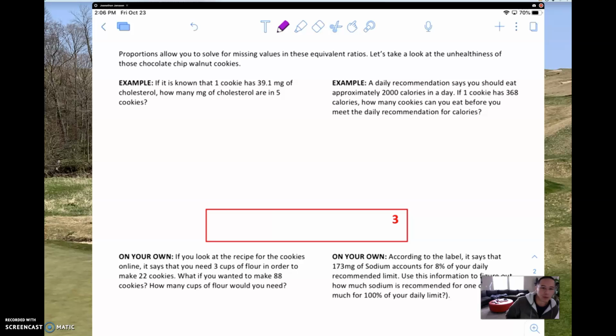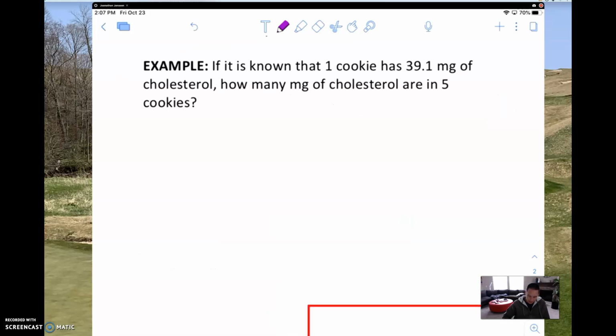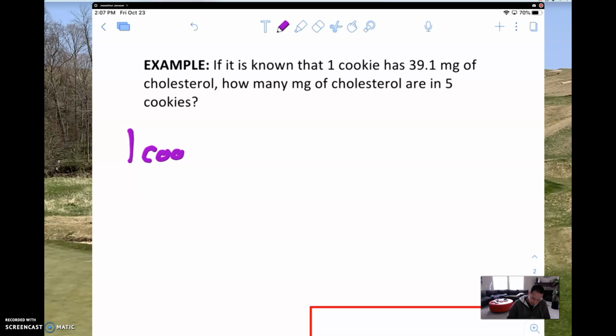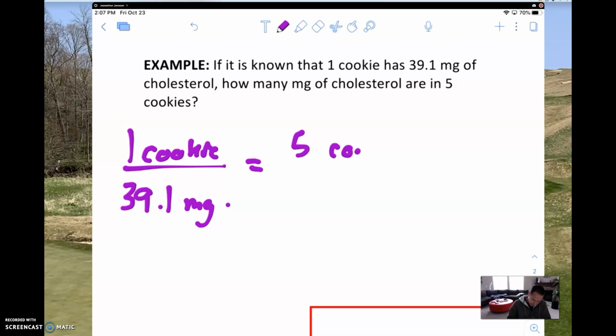And what proportions can do is they can allow you to solve for missing values in these equivalent ratios. So we're going to again take a look at the unhealthiness of these chocolate chip walnut cookies. It was known that in one cookie there were 39.1 milligrams of cholesterol. Cholesterol is something that's going to clog your veins. You don't want a lot of cholesterol. I want to know how many milligrams of cholesterol are in 5 cookies. So I'm going to put 5 cookies here.